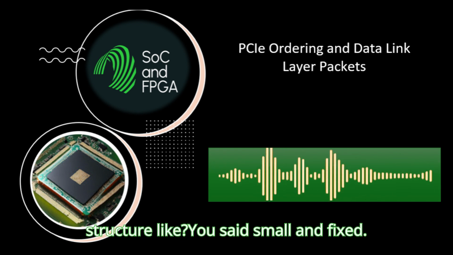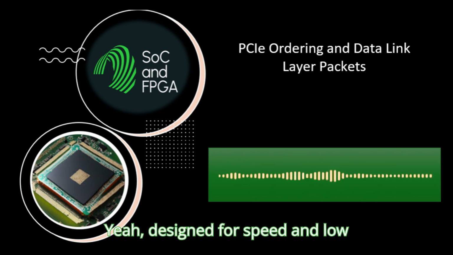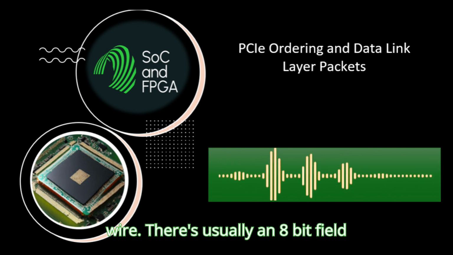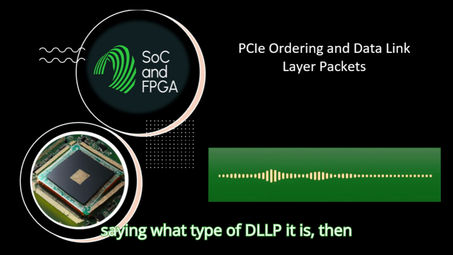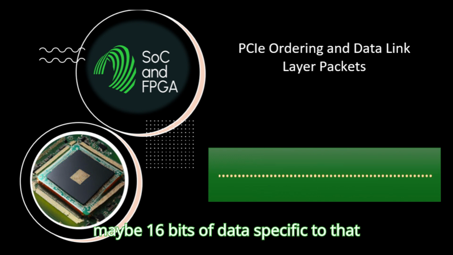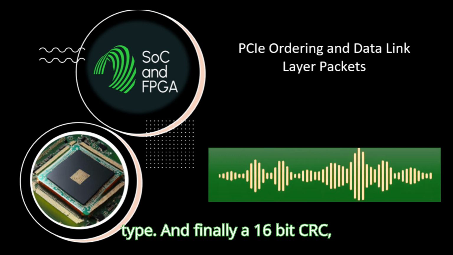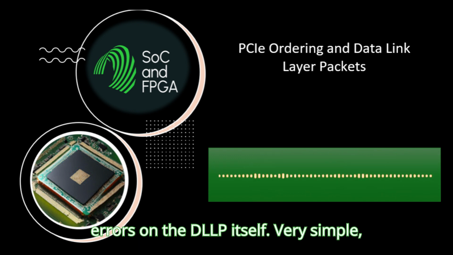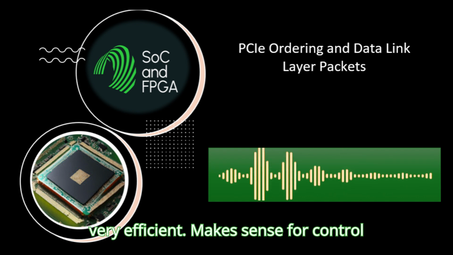What's their structure like? You said small and fixed. Yeah, designed for speed and low overhead. Typically just 8 bytes on the wire. There's usually an 8-bit field saying what type of DLLP it is. Then maybe 16 bits of data specific to that type. And finally, a 16-bit CRC, the link CRC or LCRC, just for checking errors on the DLLP itself. Very simple, very efficient. Makes sense for control messages.